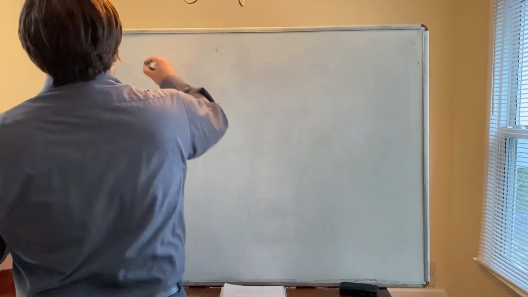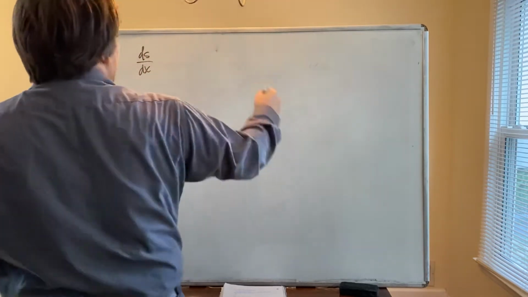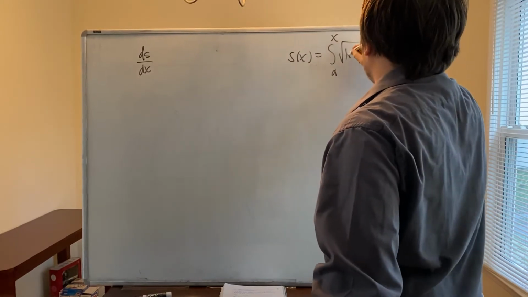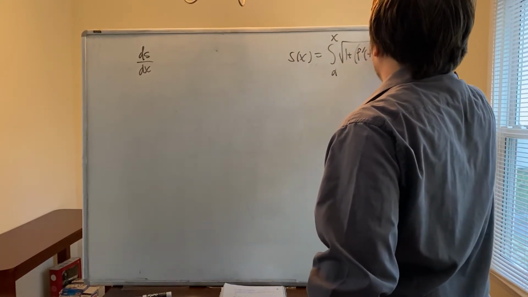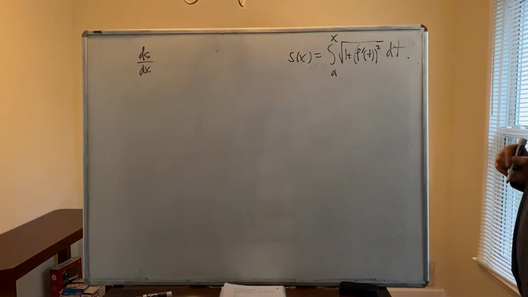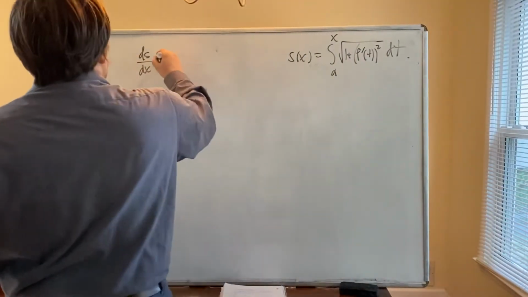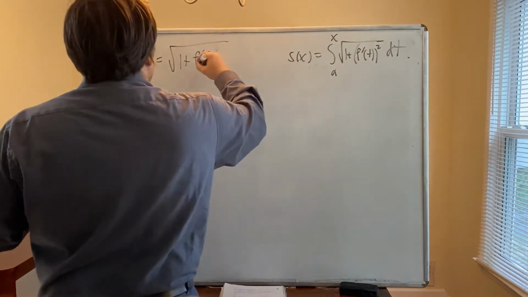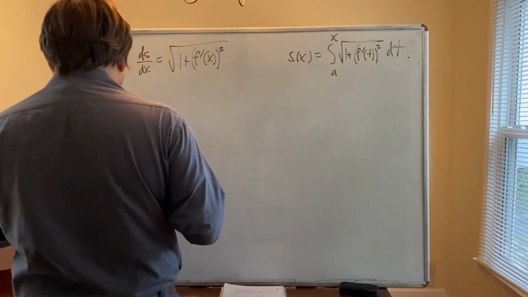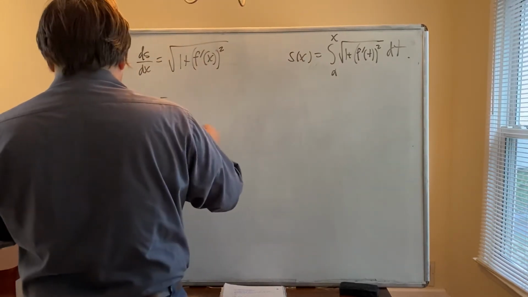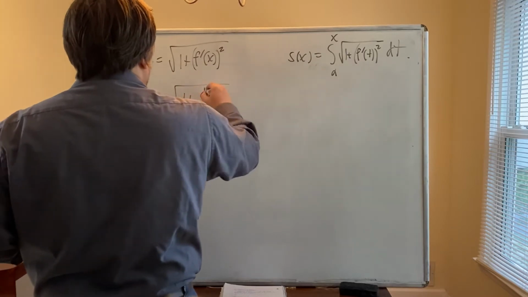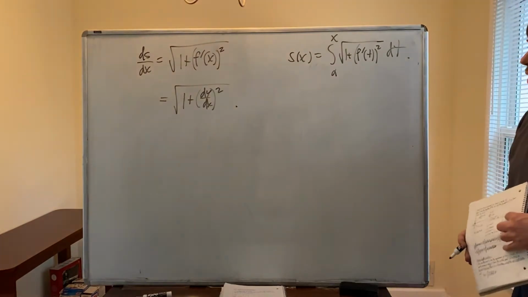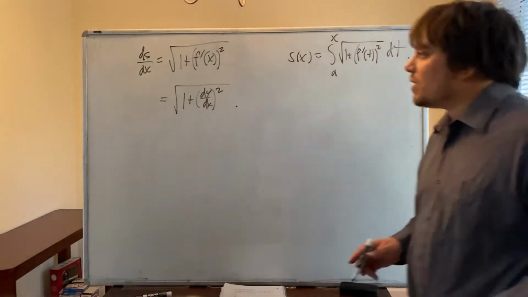Okay, so ds/dx, where s is that function I already wrote down, s of x is the definite integral from a to x of the square root of 1 plus f prime of t squared dt. That's s of x. ds/dx is equal to the square root of 1 plus f prime of x squared. And that's equal to the square root of 1 plus (dy/dx) squared. Okay, good.